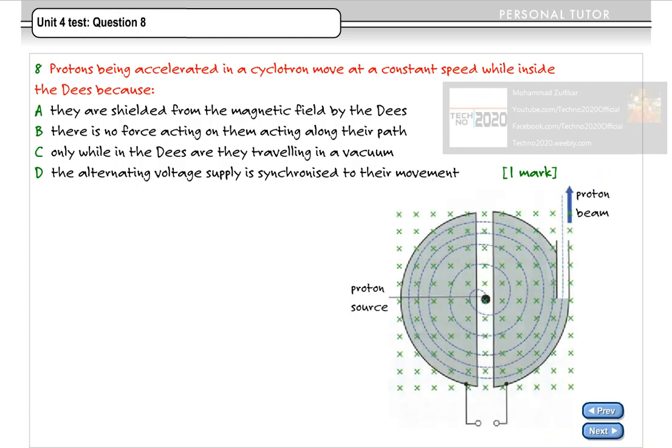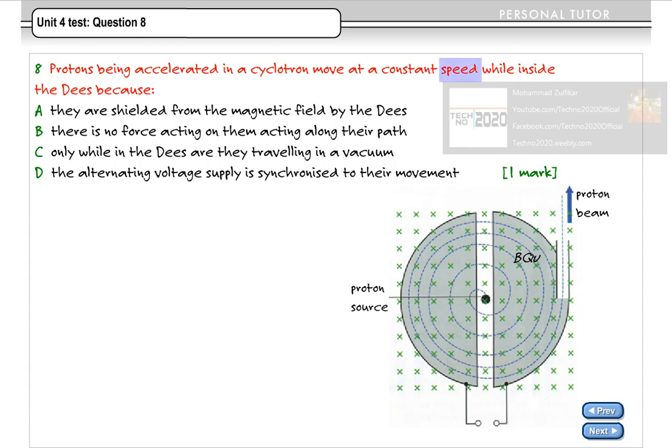Inside the Ds, the protons are shielded from electric fields. The only force they feel is the centripetal force BQV produced by the magnetic field. This magnetic field is perpendicular to their motion, and the BQV force is perpendicular to their motion, that is, to their path. So don't be tempted by the alternatives until you have tried to complete the sentence yourself.